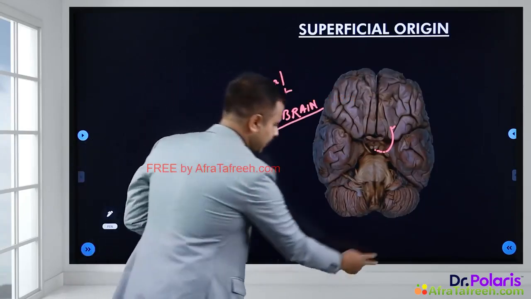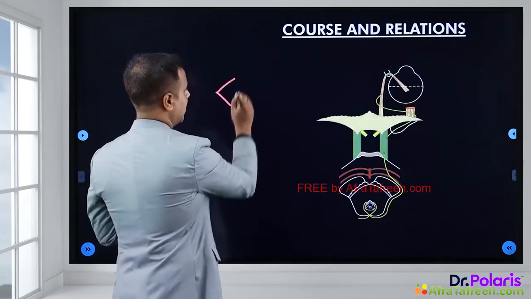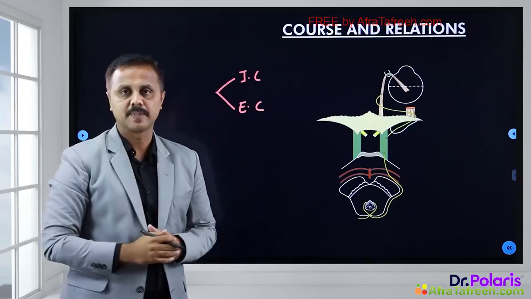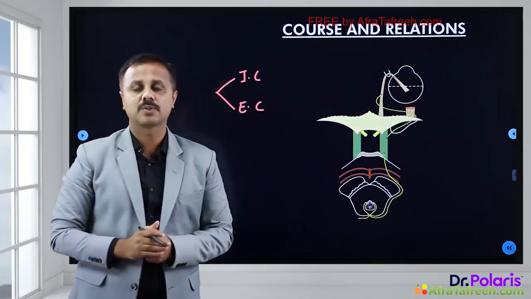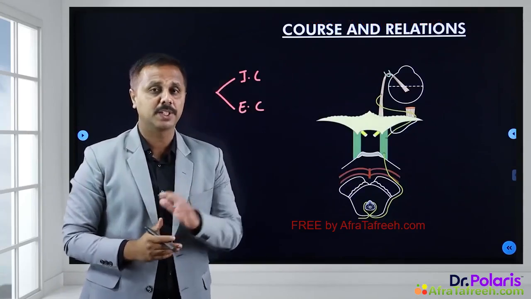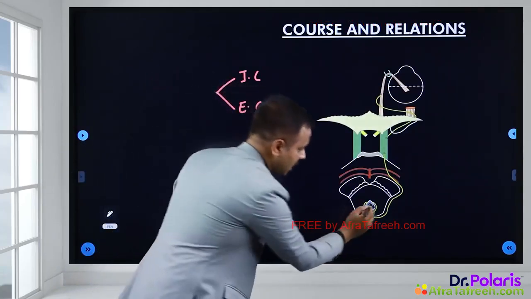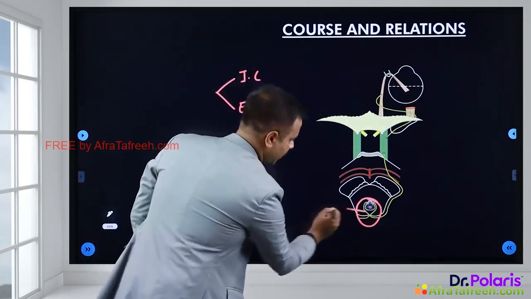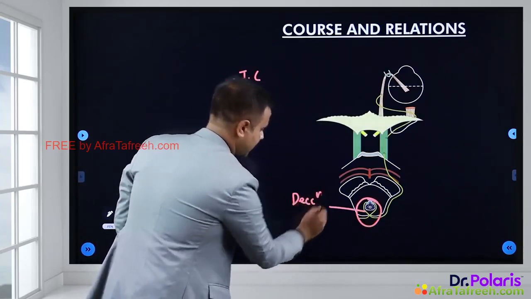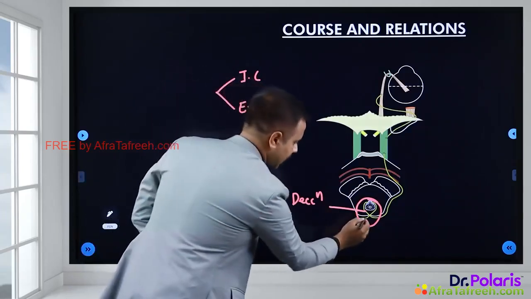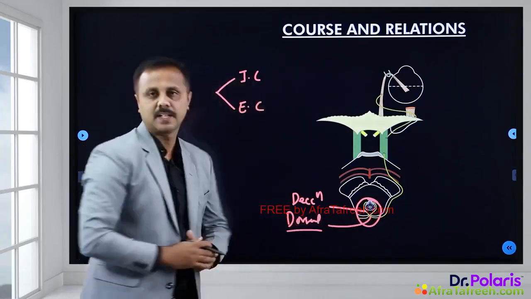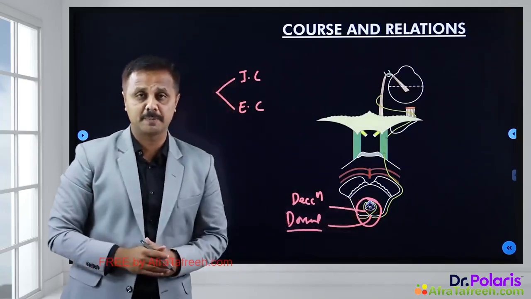Right? Fine. Then let's try to understand its course. Again, the course can be divided into what? Intracranial and extracranial. Right? The intracranial course looks almost similar to that of the oculomotor nerve. But what are the differences? As you can see, there are two peculiarities you can note here. One is decussation of fibers, you can see. And the other thing is the cranial nerve is exiting through the dorsal surface. The dorsal surface of what? The dorsal surface of the midbrain.